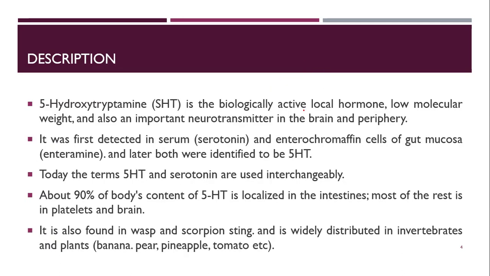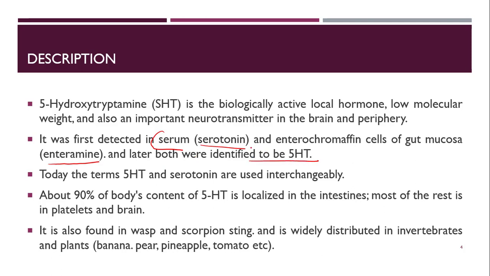So, description. 5-hydroxytryptamine, that is 5-HT, is a biologically active local hormone. It has a low molecular weight and it is also an important neurotransmitter in the brain as well as in the periphery. It was first detected in serum, that's why the name serotonin, and in the enterochromaffin cells of the gut mucosa, and that's why it is also called enteramine. Later both were identified to be 5-HT.